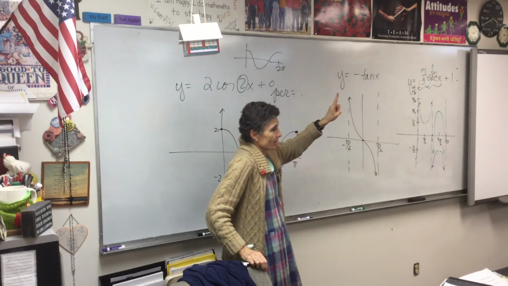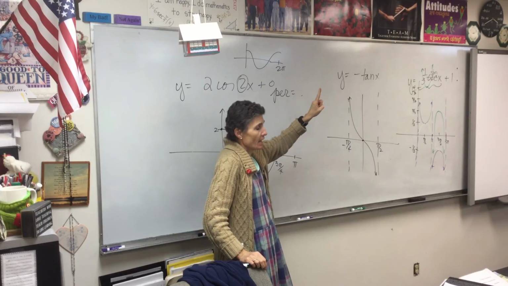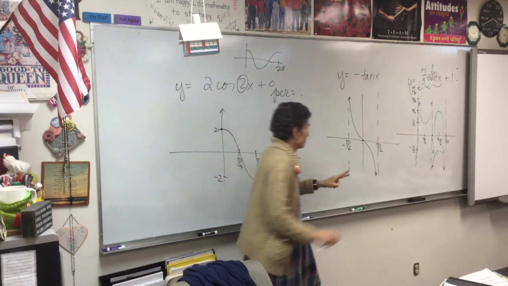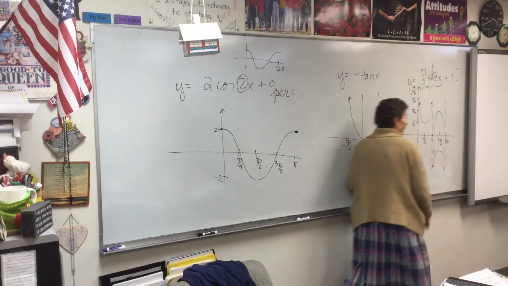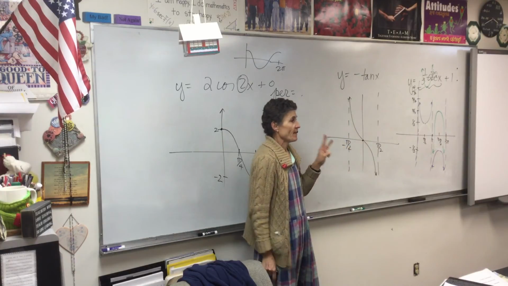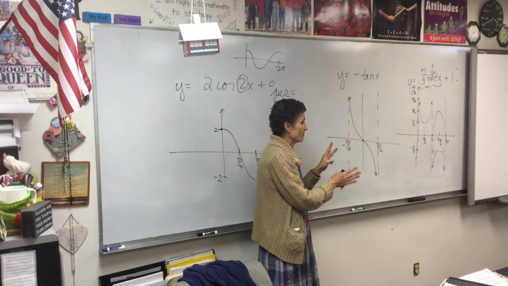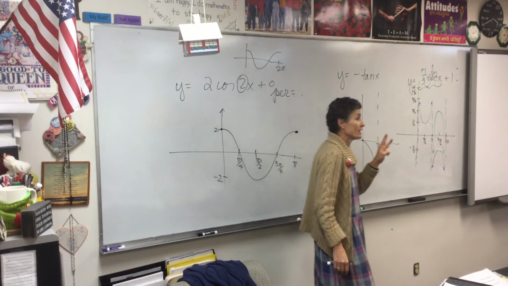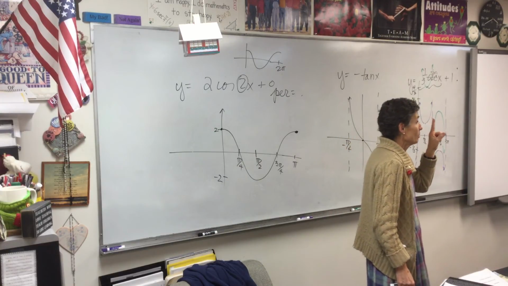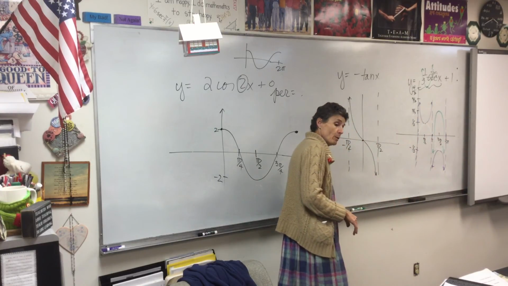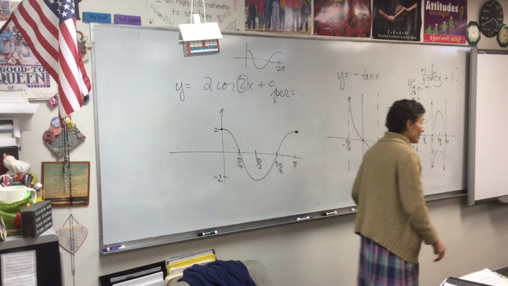Amplitude. None. Period. 2 pi. Phase shift, horizontal shift. 0, but vertical shift is +1. All right, we will finish this sheet tomorrow.